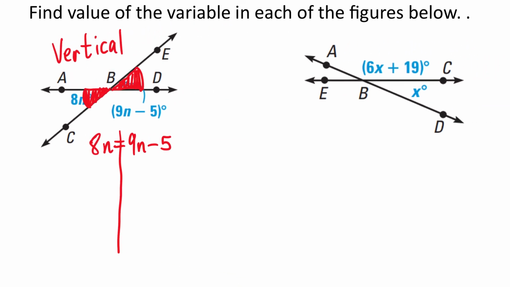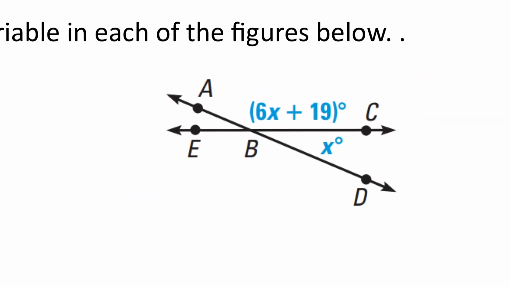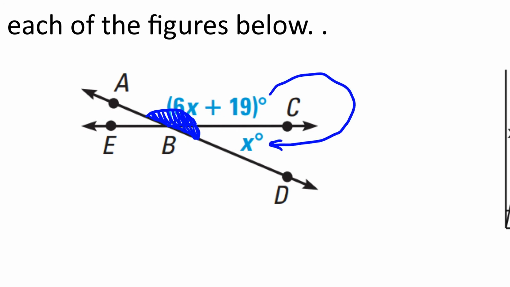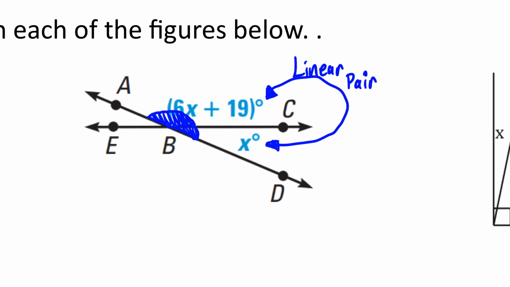All right. On this next one, it's kind of hard to tell exactly what's going on, but the 6x plus 19 is talking about this angle ABC right here. And the x is talking about this little acute angle right here, angle CBD. So what's up with those two angles? Okay, good. That's right, they're not vertical, they are a linear pair. And what do we know about a linear pair? 180. They're supplementary. They add up to 180.